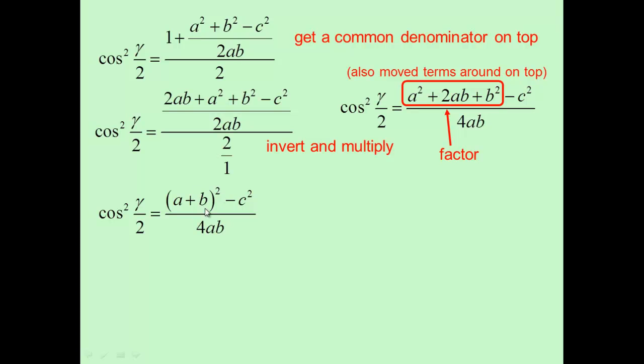Now, I have two terms here really. They're both squared, and there's a subtraction between the two, so that can be factored as a difference of two squares. It's a plus b plus c and a plus b minus c.